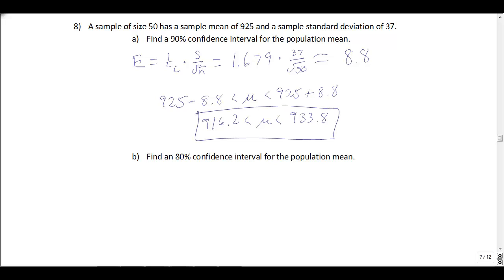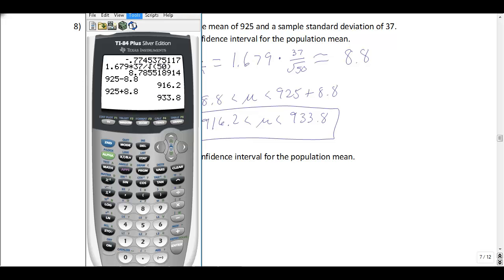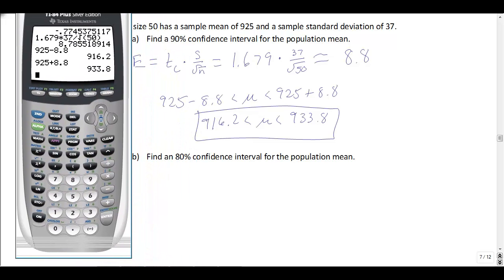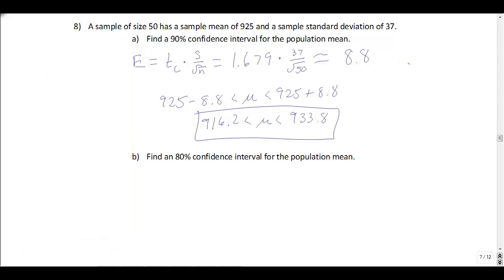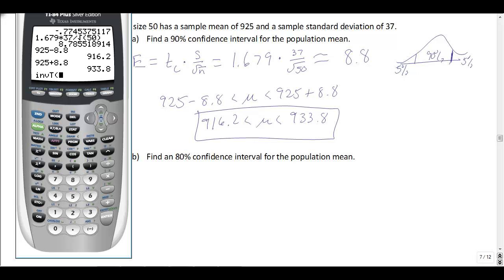Now a couple things here. One, this 1.679, if you've got the right kind of calculator, so I think like the TI-83s don't do this, but I can do an invert T. I have a 90%, so what I'm looking for here is the middle 90%, but that leaves 5% on each tail. So 10% between the two tails, 5% on each tail. So I'm really looking for this point here, which has 95% to the left. So that's a little bit confusing.